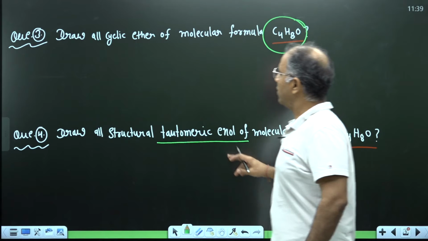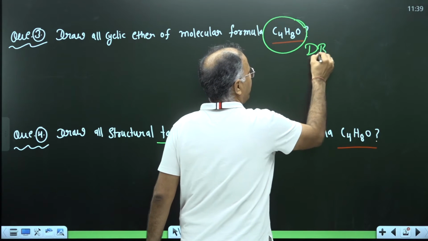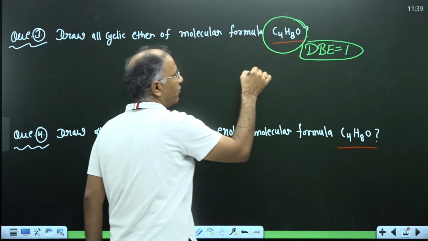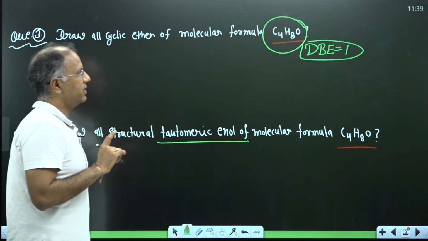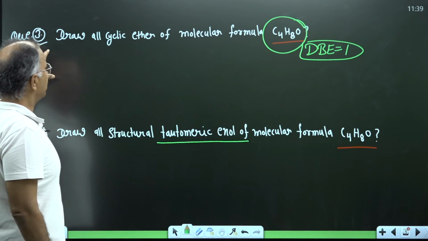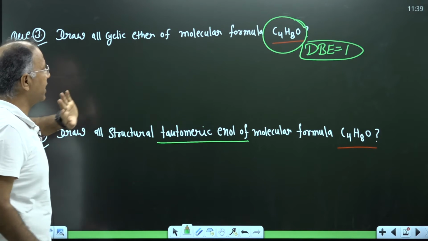Now, first of all, what is the dB of this C4H8O? The dB, or degree of unsaturation, is 1. Carbon plus 1: 4 plus 1, 5, minus 8 by 2, gives 1. This means it consists of one pi bond or ring. And it was already written in the question that it is a cyclic ether, which means this dB is converted into cyclic form.